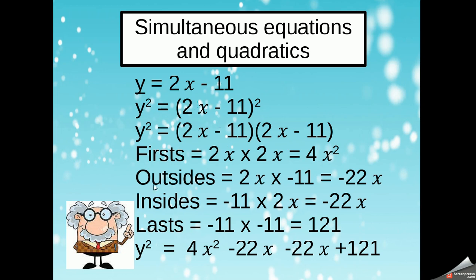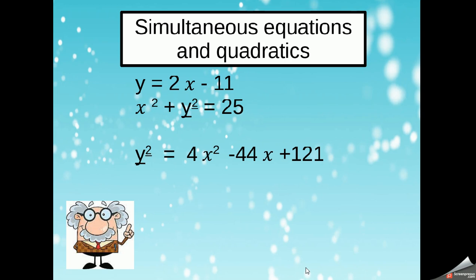And if you can't remember what I've done here, have a look at the video on FOIL, just to remind yourself of how we expand out these equations when we're multiplying two brackets together. Simplifying that down then, the two minus 22x's come together and we've got this equation here. So going back to the equations that we're working with, I can now substitute this value of y squared, 4x squared minus 44x plus 121, the expanded 2x minus 11 squared, in.